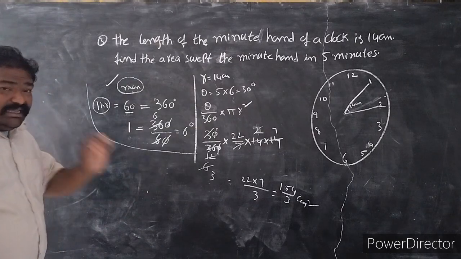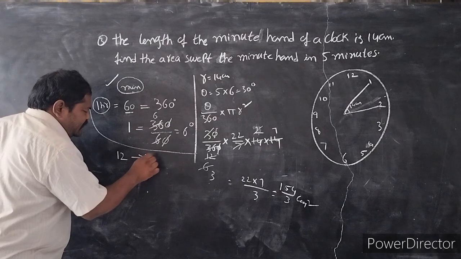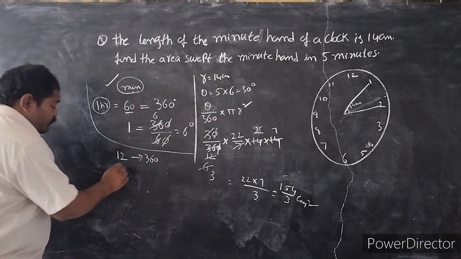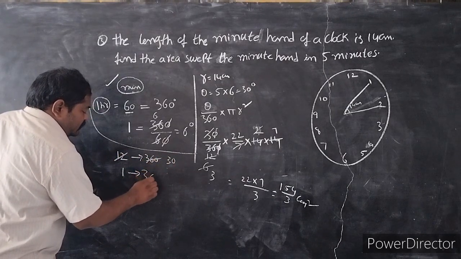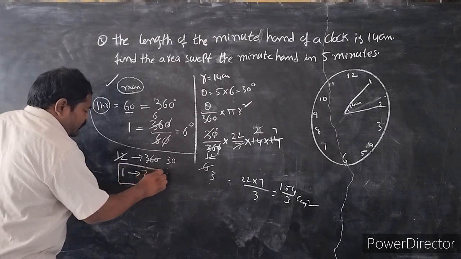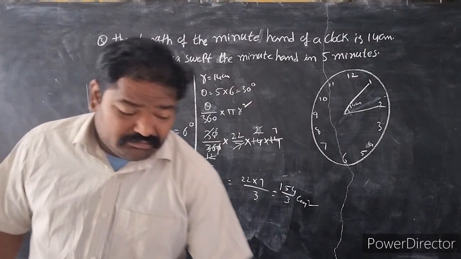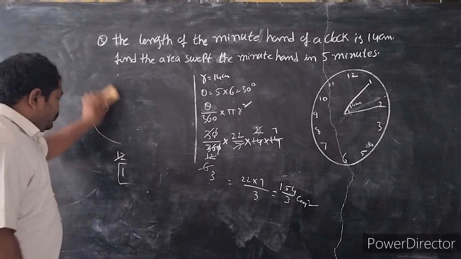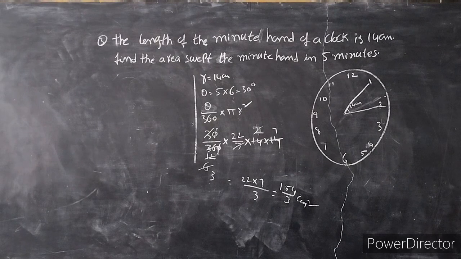What if they give the hours hand? For 12 hours the hours hand makes 360 degrees at the center. For 1 hour it makes 360 divided by 12, 30 degrees. For each hour, the hours hand makes 30 degrees at the center. This is regarding the minute hand. For the third question: what is the area swept by a minute hand in 5 minutes?